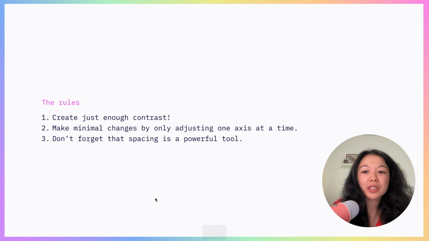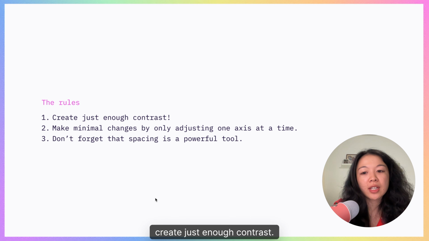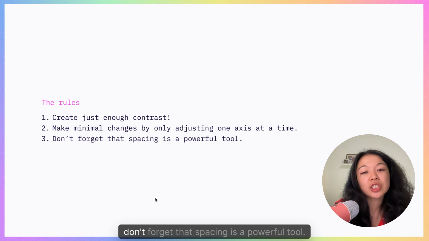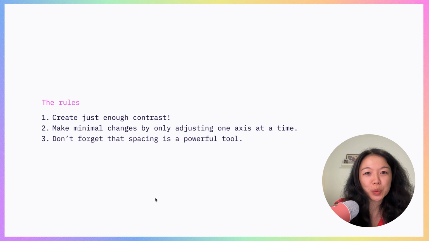Here's a summary. So rule number 1, create just enough contrast. Rule number 2, make minimal changes by only adjusting one axis at a time. And 3, don't forget that spacing is a powerful tool.